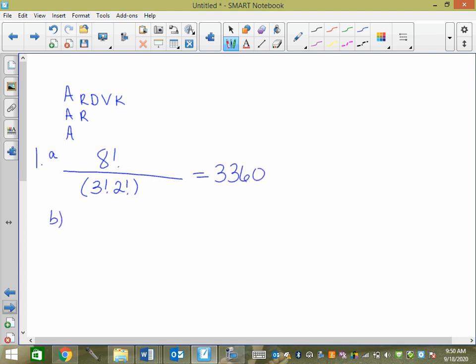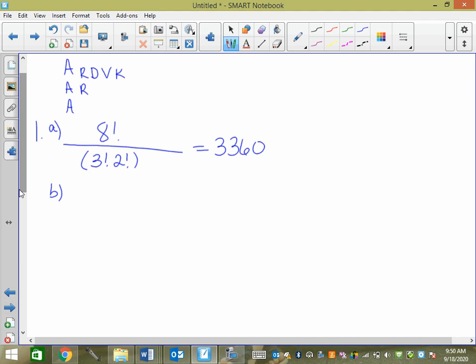Then we have B. B says the word begins with a and ends with a consonant. How many consonants are there? 5, because consonants are just not vowels, and there's 3 A's, right? Before I go do the question, I'm immediately going to go 3 factorial, 2 factorial, because there's no question. If there's 3 A's and 2 R's, I'm putting 3 factorial, 2 factorial on the bottom. On the top, I have 1, 2, 3, 4, 5, 6, 7, 8 blanks. How many options do I have for the first blank? 5. Then for the last blank, why is it going down by 1? Because you're leaving a letter behind.